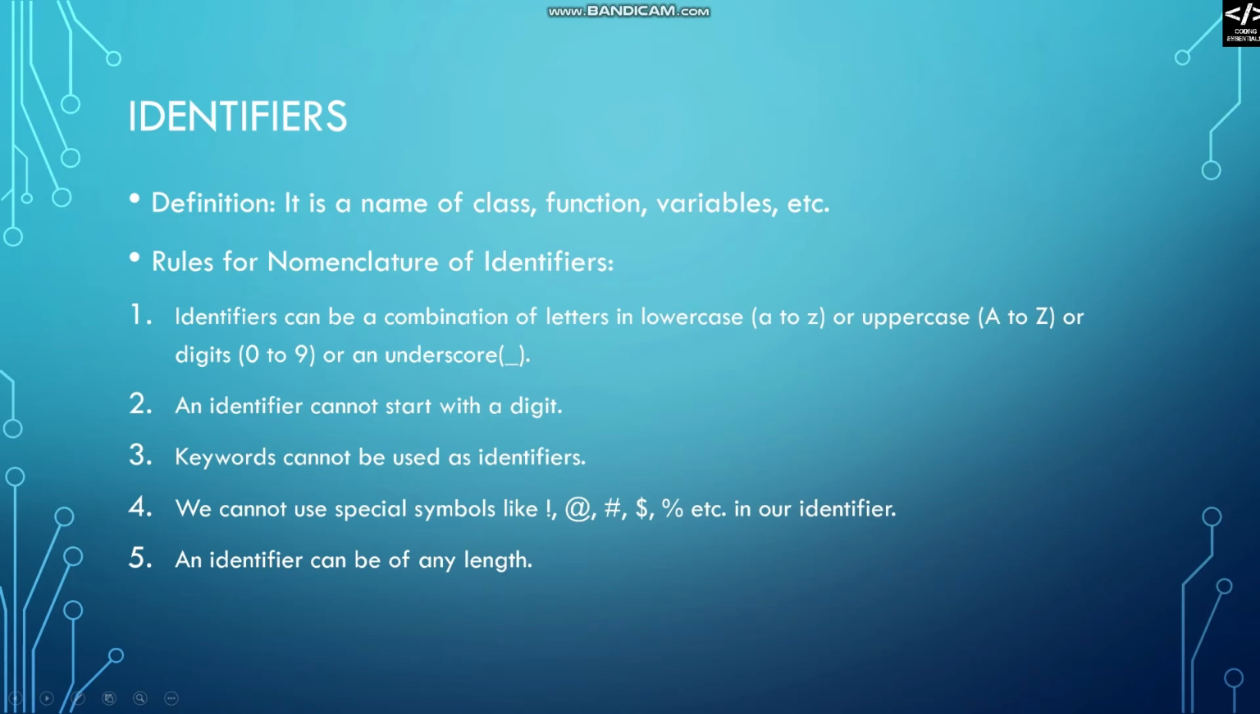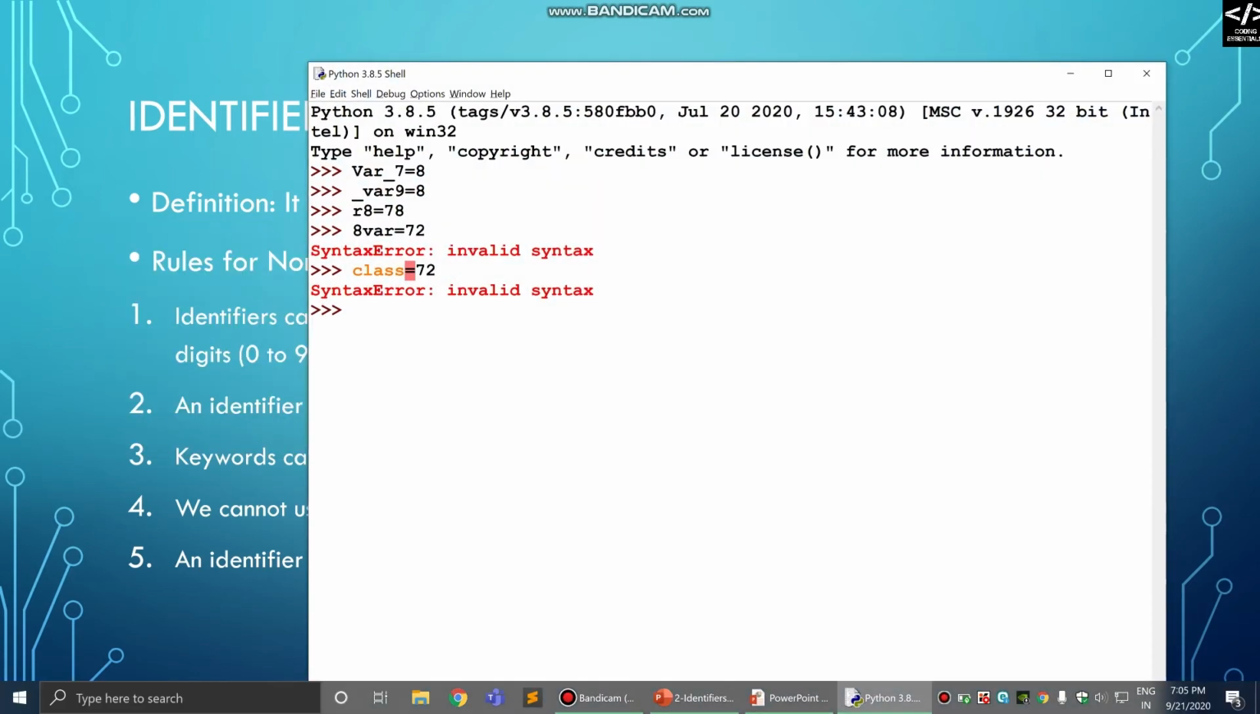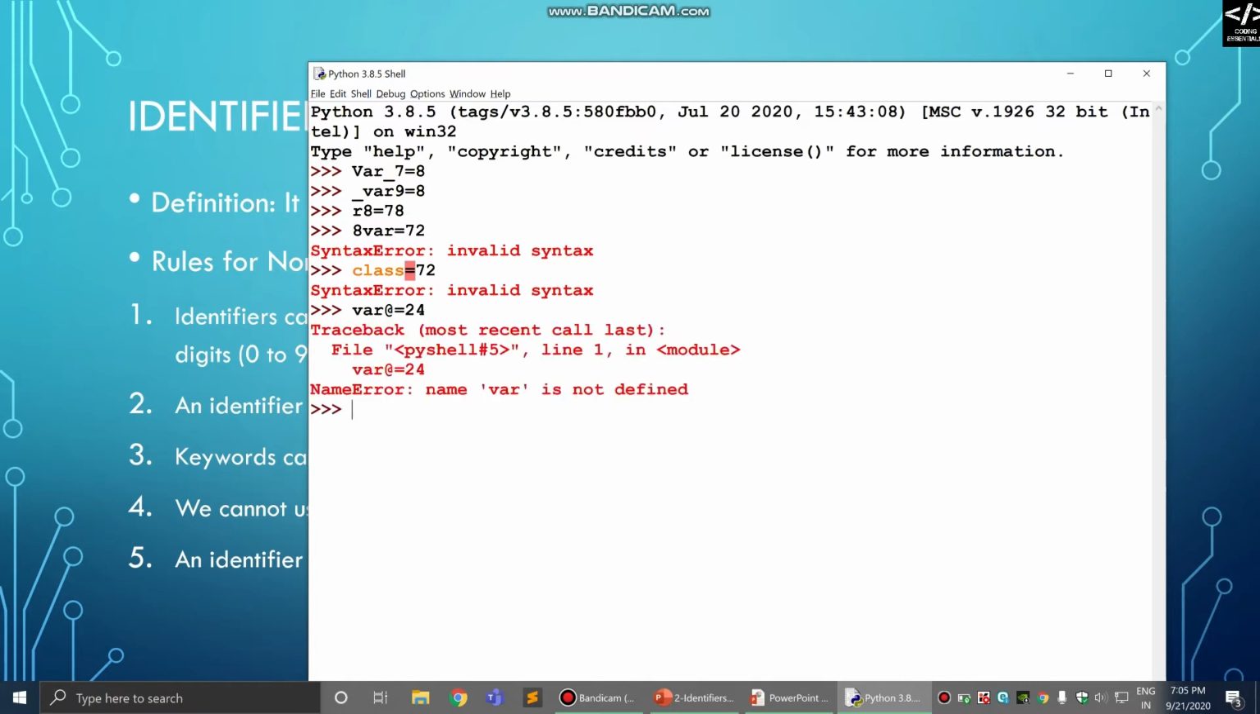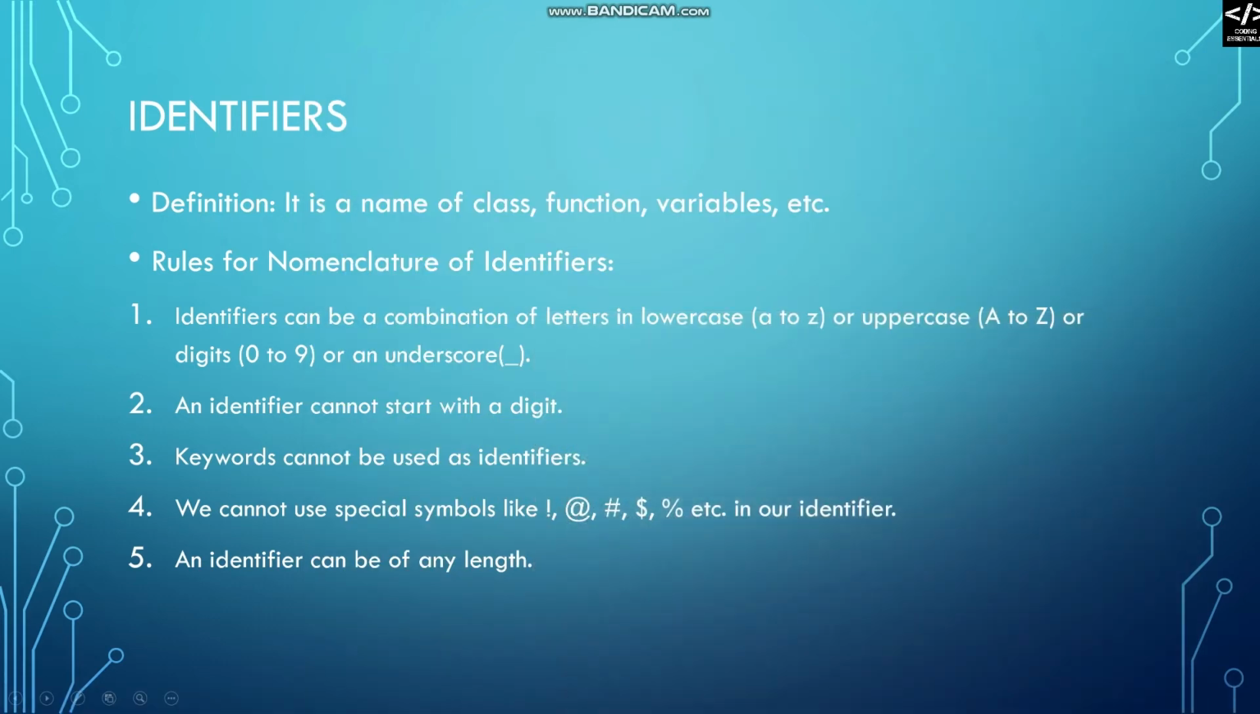We cannot use special symbols like exclamation mark, @, hash, dollar, percentage, etc. in our identifier. So for example, if I write var@ equals 24, it will show an error. It will show a different error because var is not defined, because @ means something else over here. Okay, that was the fourth rule.